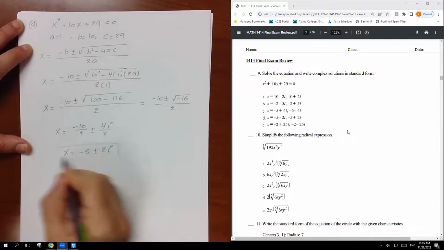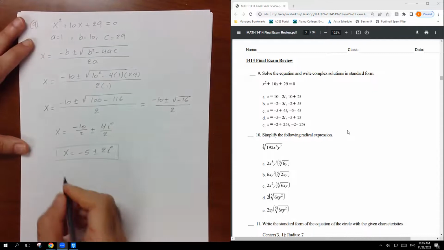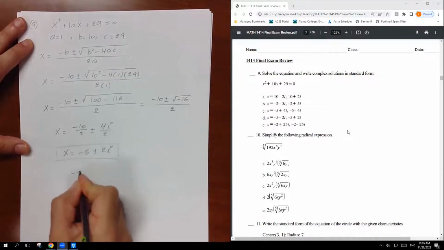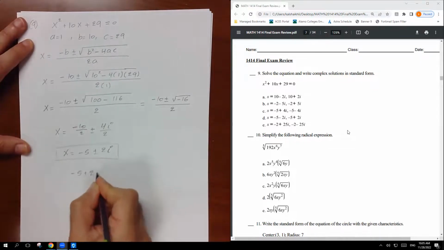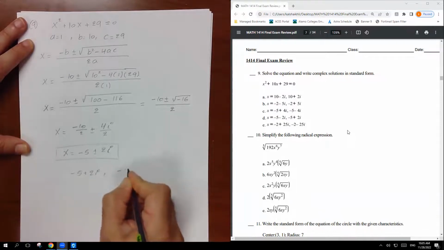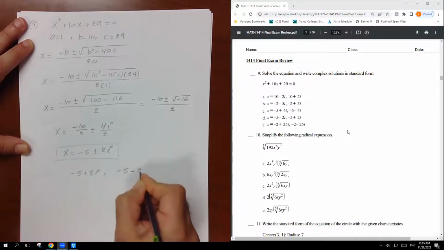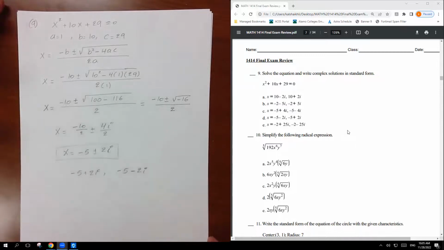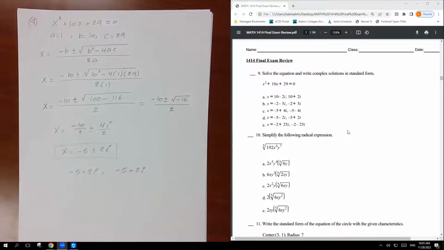So that's it for this example. We have two solutions: negative 5 plus 2i, and negative 5 minus 2i. So in this case, for number 9, we're going to choose negative 5 minus 2i and negative 5 plus 2i. So it's going to be D.